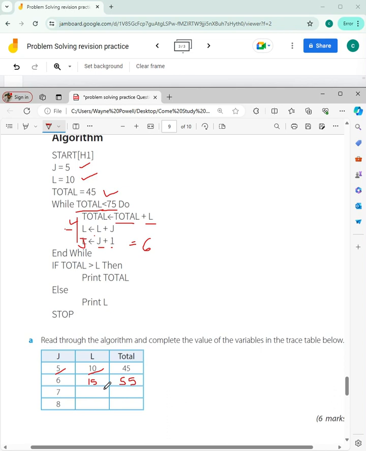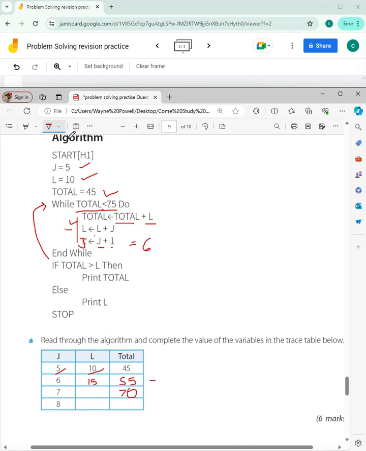Next line, we're going to loop. We'll go back to the top. Is total less than 75? Yes. So we continue. Total in this example was 55 at this point. So now 55 plus L. What is L? 15. So 15 plus 55 is going to be 70.